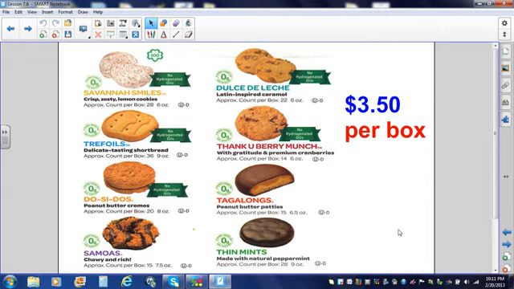Girl Scout cookies, $3.50 each. Buy a box for my dad, please. You will not get extra credit.